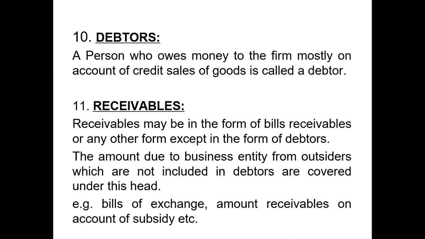Then we talk about debtors. A person who owes money to the firm mostly on account of credit sale of goods is called debtor. Receivables may be in the form of bills receivables or any other form except in the form of debtors. The amount due to business entity from outsiders which are not included in debtors are covered under this head. So these are the two terms, debtors and receivables, which are created when there is credit sale of goods and amount is still pending to be received.